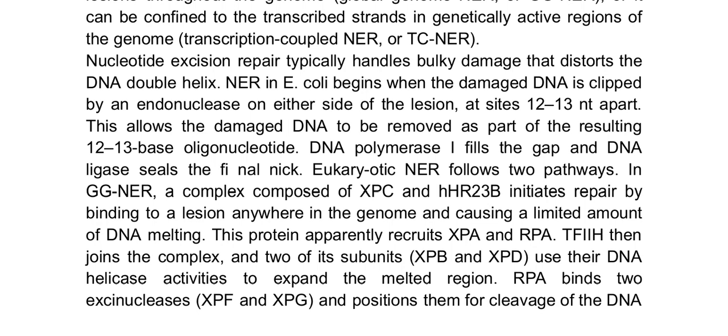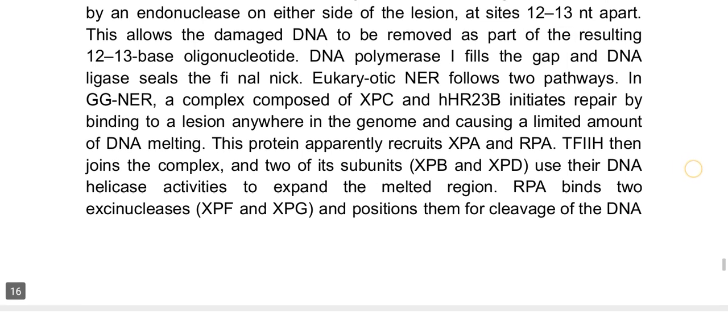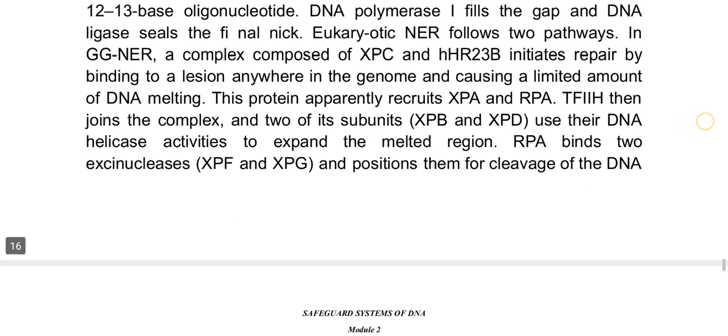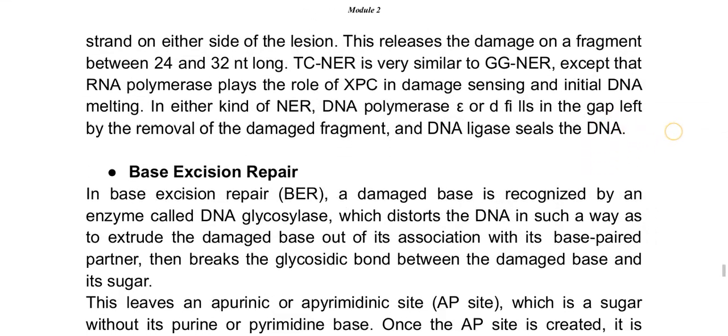Eukaryotic NER follows two pathways. In GGNER, a complex composed of XPC and HHR23B initiates repair by binding to a lesion anywhere in the genome and causing a limited amount of DNA melting. This protein apparently recruits XPA and RPA. TFIIH then joins the complex, and two of its subunits, XPB and XPD, use their DNA helicase activities to expand the melted region. RPA binds to the excinucleases and positions them for cleavage of the DNA strand on either side of the lesion.